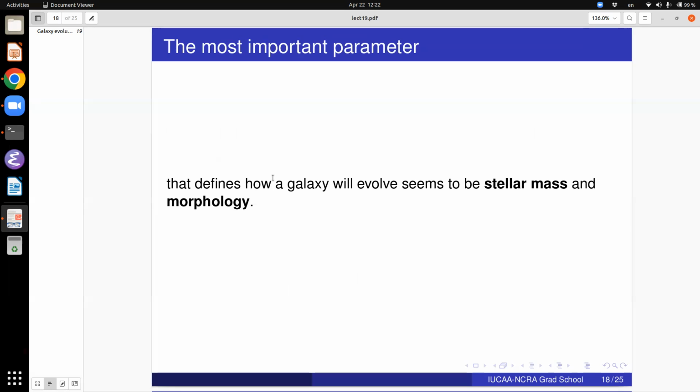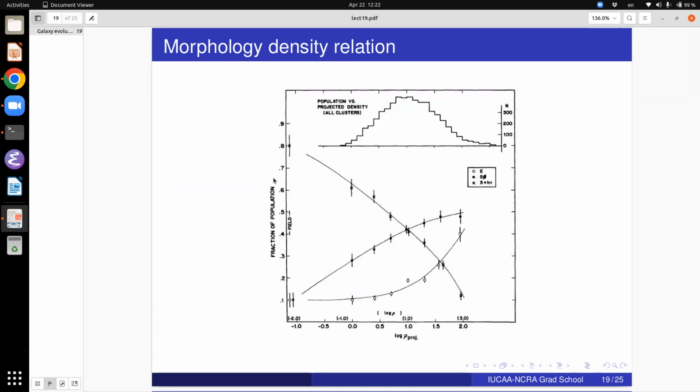Okay. So the most important parameter that defines how a galaxy will evolve seems to be stellar mass and morphology. So if you know the stellar mass and the morphology, then the other parameters, although important, are much less important, like the environment and so on. The first manifestation of the relationship between morphology and the environment was observed many decades ago. People had already discovered that if you look at clusters, near the center of the cluster, you almost always find only ellipticals and lenticulars. As you go further out, you begin to see spirals. And as you go far away from the cluster into the field, you see lots and lots of spirals. So this is referred to as the morphology density relationship.